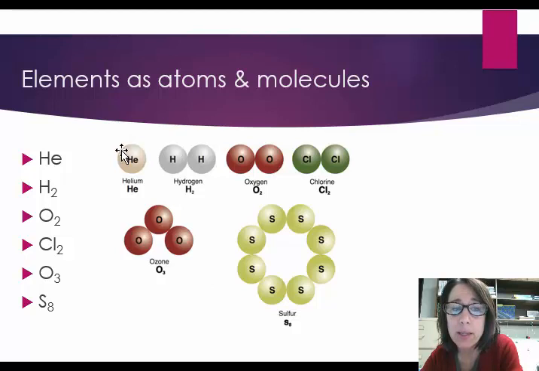Most elements exist as atoms, like helium. Here are some models of some elements that exist as molecules. Hydrogen exists as a molecule of 2 hydrogen atoms, the same with oxygen and chlorine. Ozone, as we stated, is a molecule of 3 oxygen atoms, and sulfur occurs as a molecule with 8 sulfur atoms in a ring. Whether an element exists as an atom or a molecule, we know it is an element because the symbol or formula only has one capital letter in it.